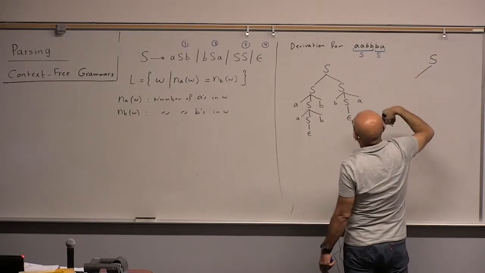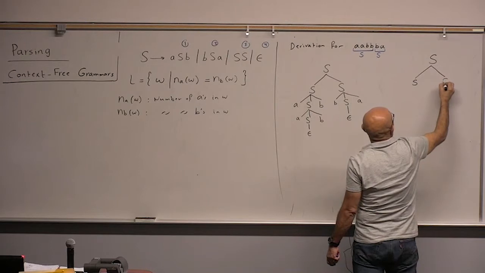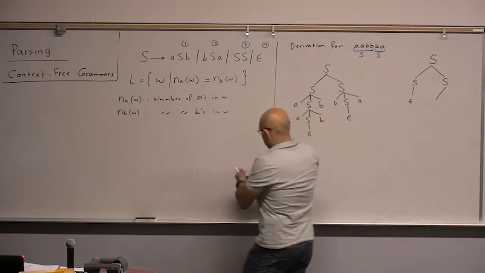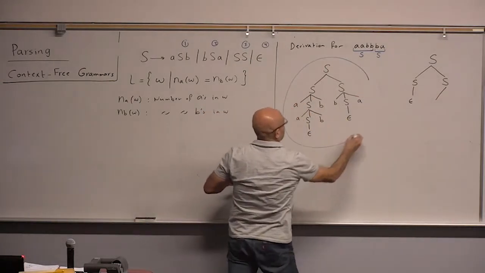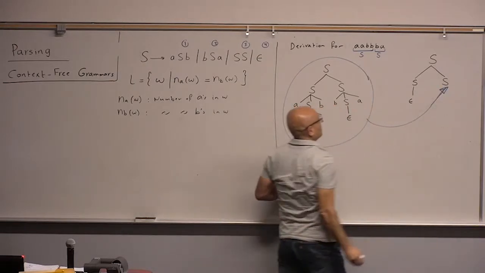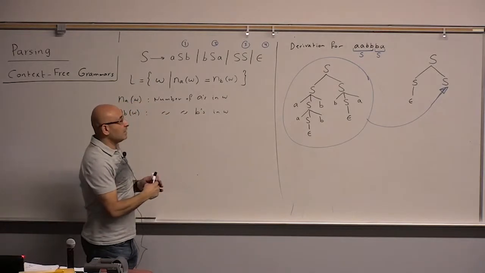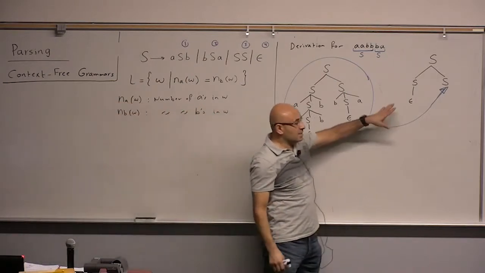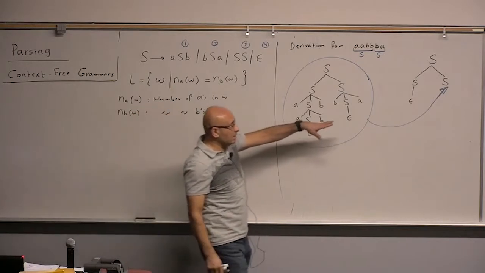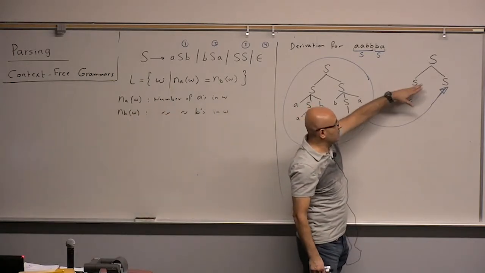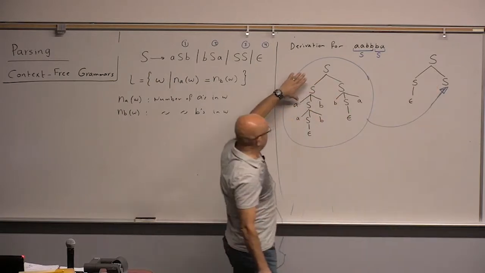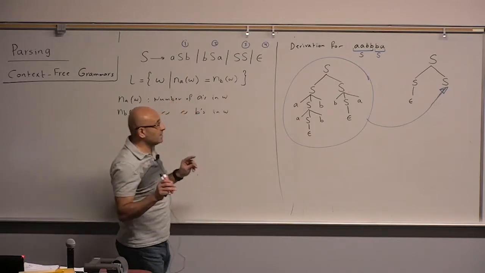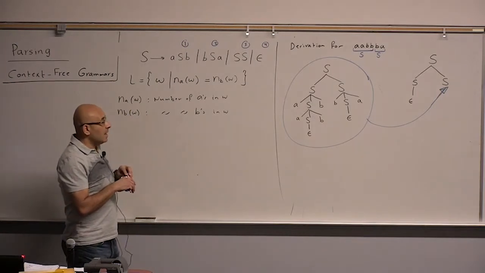I can put S, then this S I can substitute an epsilon, then this S is going to be the same as this. So this means that I have at least two derivations. When I have at least two derivations for the same string, then the grammar is ambiguous. This is an ambiguous grammar because this is another derivation for the same string. I can do this, and then this S is going to have the same tree that I have here. So when you have multiple derivations for the same string, we call this grammar an ambiguous grammar.